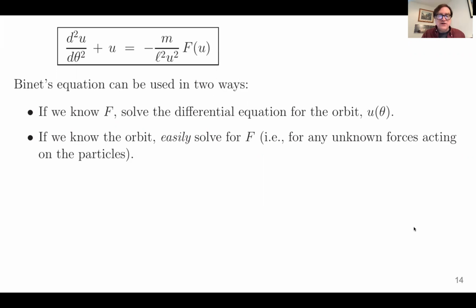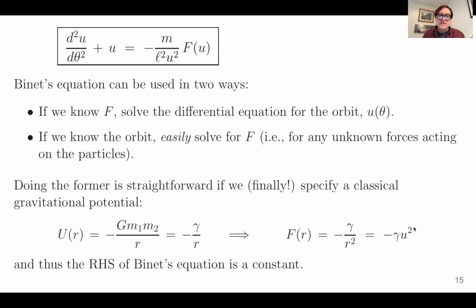Let's just solve it as a differential equation. We can write the force by taking our classical gravitational potential and taking the minus du/dr gradient of it, and then writing it in terms of this new variable u. U is just 1 over r. The nice thing is that on the right-hand side of Binet's equation, it's the force divided by u squared. But if the force contains a factor of u squared, everything else is a constant. So the right-hand side of Binet's equation is a constant for the nice Newtonian gravitational potential.